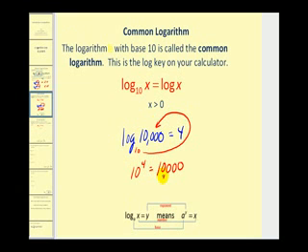So it's great to use the calculator to evaluate common log, but I think it's important that you understand what you're finding. Notice you're finding the exponent for which you raise 10 to get the number 10,000.